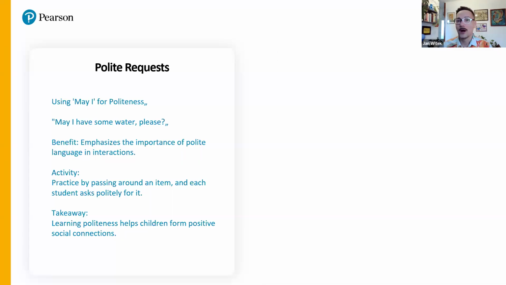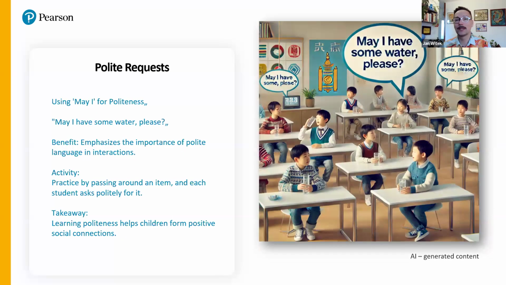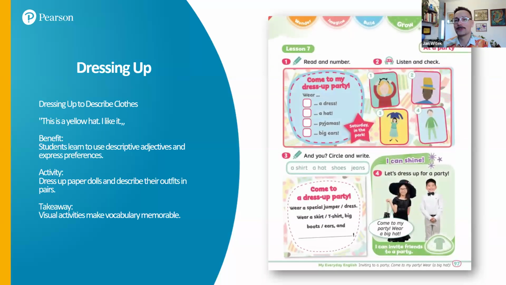Also, teach your students polite phrases like, may I have some water, please? Pass around an item, it may be something different, and have each student ask politely for it. This activity emphasizes the importance of politeness in interactions. Learning polite expressions helps children form positive social connections. It also makes interactions pleasant. May I have something?